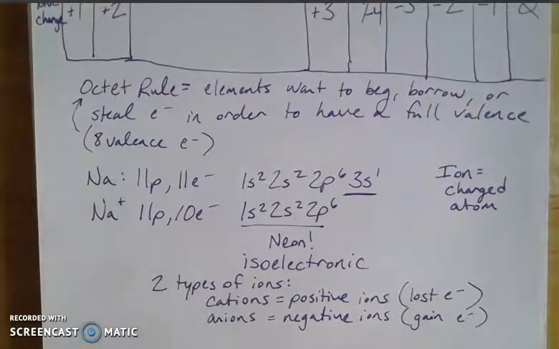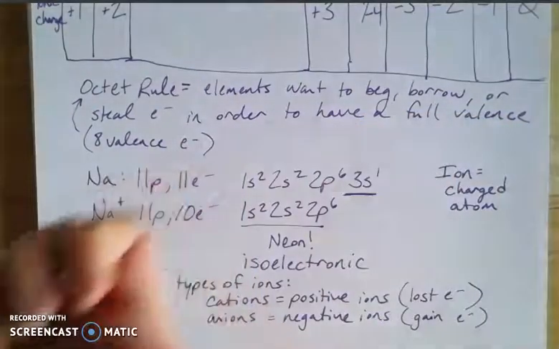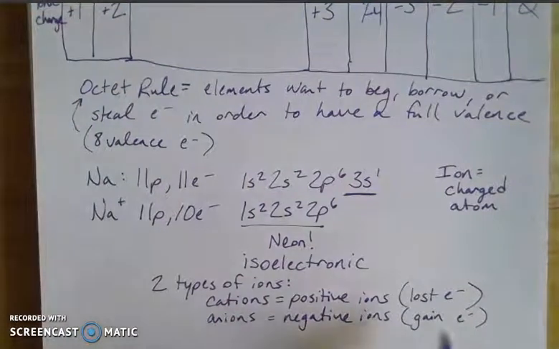Cations, anions. The way that I remember these is because I'm kind of a crazy cat lady, and so I'm very positive about cats. You may not be very positive about cats, but cats themselves have paws, right? They're positively charged, so that may help in terms of your memory there.